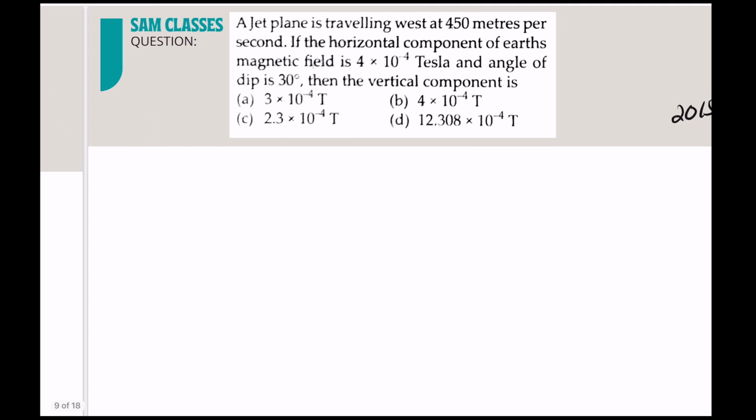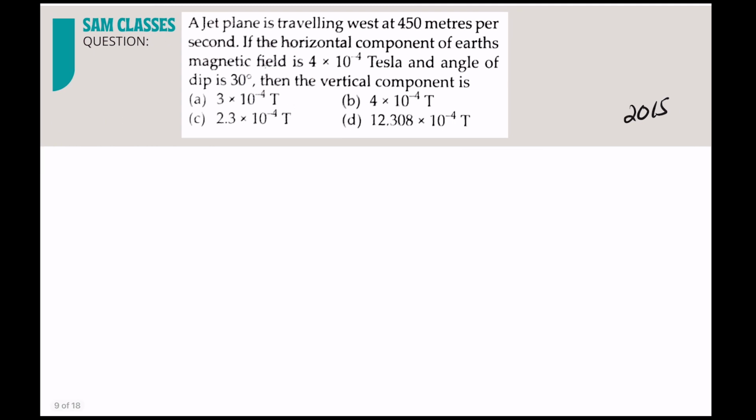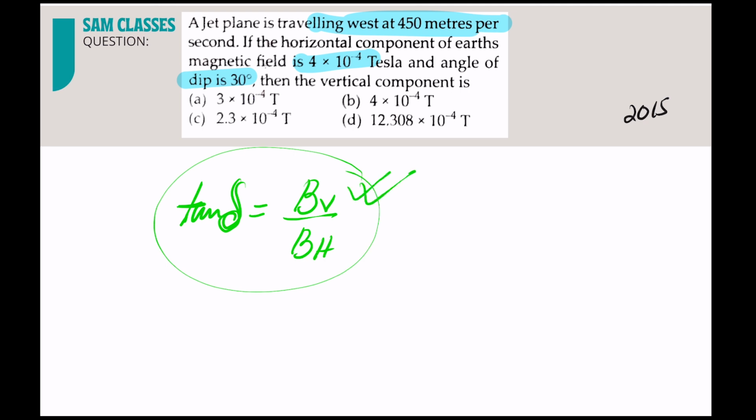Okay. So now see this question. Now this question, what is it telling? That a jet plane is traveling at 450 meter per second. Horizontal component of the Earth's magnetic field is given, and angle of dip is given. Vertical, they have told. See, directly you should remember tan of what? Tan of delta, angle of dip, is equal to what? Vertical component by horizontal component. That's it. If you remember this formula, done.